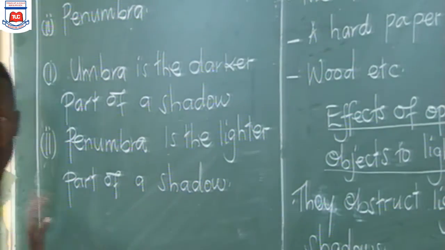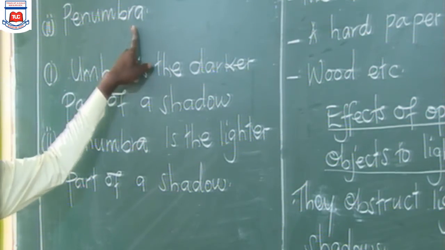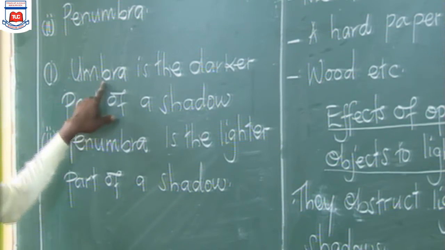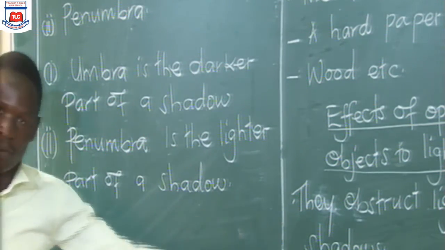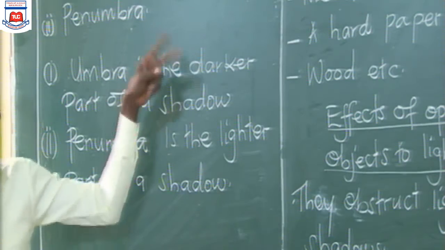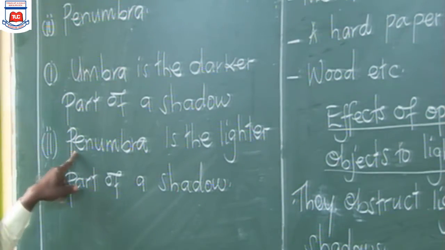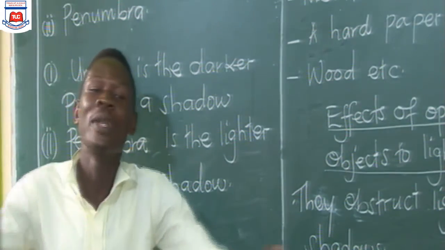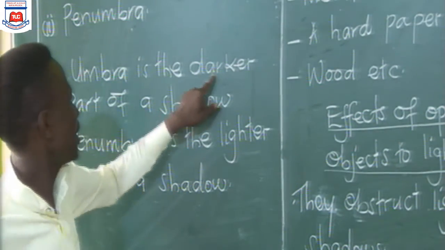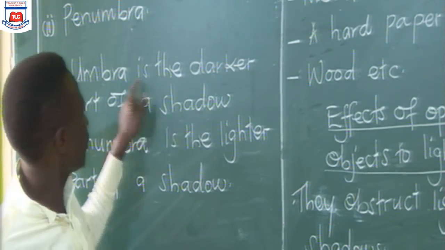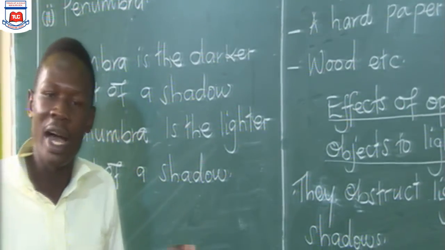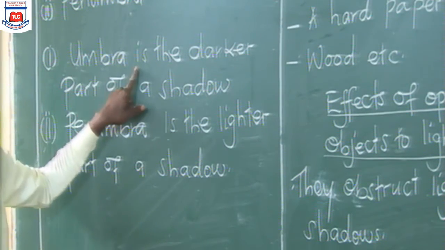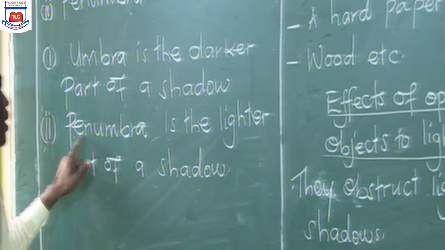So basically, these are the two parts of a shadow: the umbra and penumbra. Here I've given the meaning of the two parts. Umbra is the darker part of a shadow; I'm comparing two things, so I'm not supposed to say it's the darkest. Then penumbra is the lighter part, meaning the part with some light. The darker part is that part without any light, caused by the absence of light. Light didn't reach that part, so it created the umbra, the darker part, and then the penumbra, the lighter part.